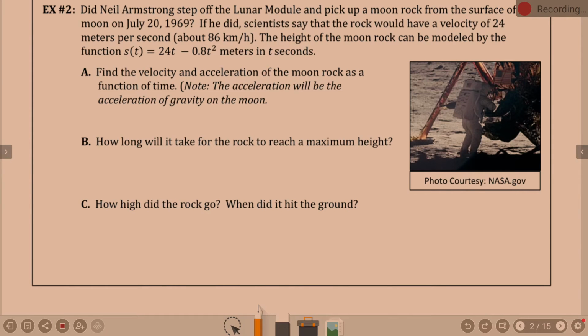But okay, if he did, and this is interesting to think about, scientists say the rock would have had a velocity of 24 meters per second. Here in America, we don't think in meters per second. It translates to 86 kilometers per hour, which doesn't help either. I thought there was a miles per hour here, but there's not. Still, 86 kilometers per hour.